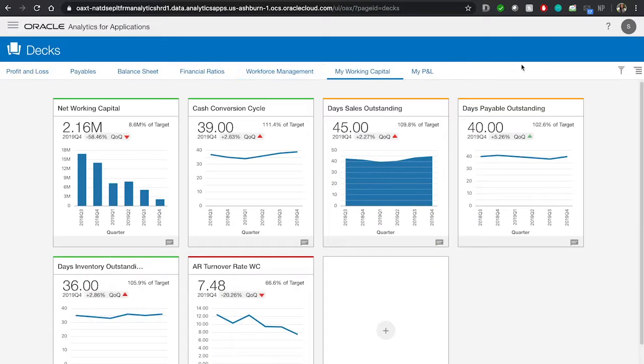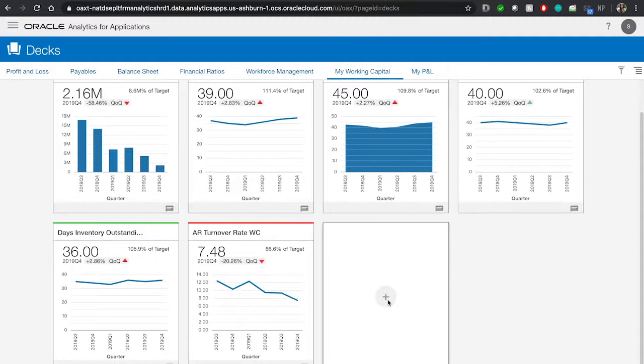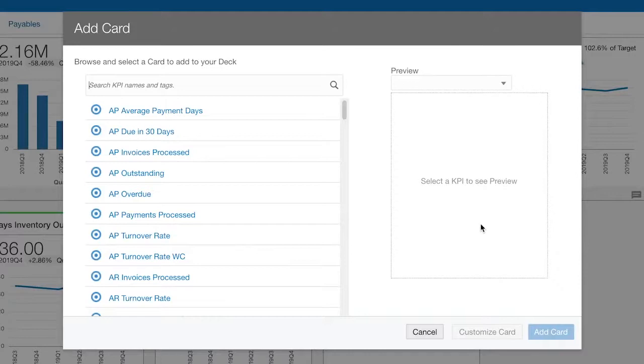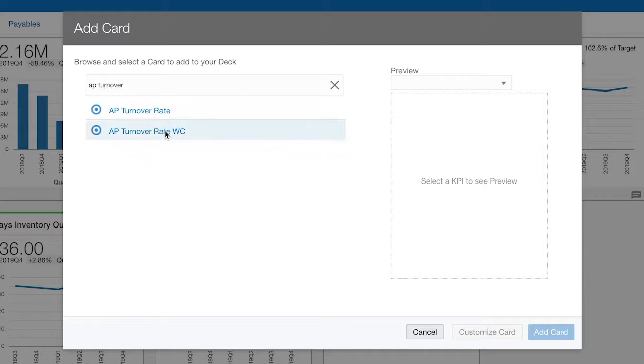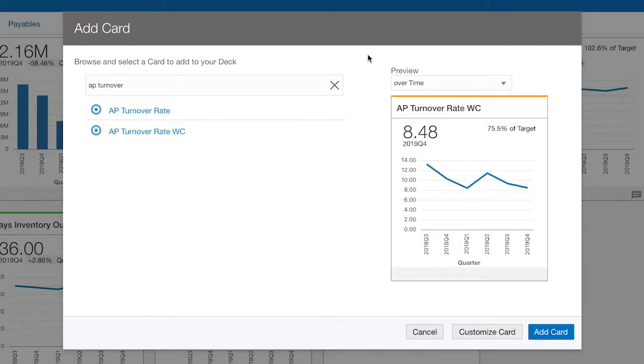So the financial manager now wants to look deeper into payables and does so by including a new KPI onto his My Working Capital deck. He clicks on the addition button and types in AP turnover, and he's going to double click on the metric that he wants. And that is going to pre-populate the preview window on the right-hand side, and it gives him an automated visualization of this metric. And this is going to cut down much of the time that him and his team takes in order to figure out what visualization best represents this metric.